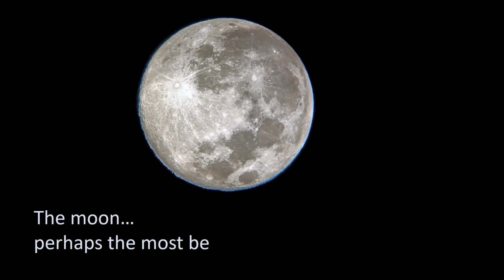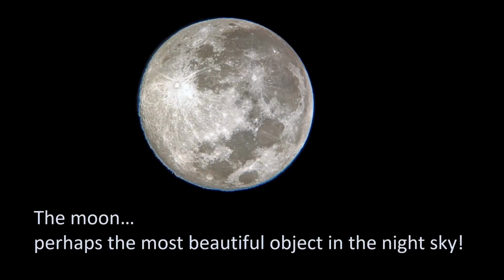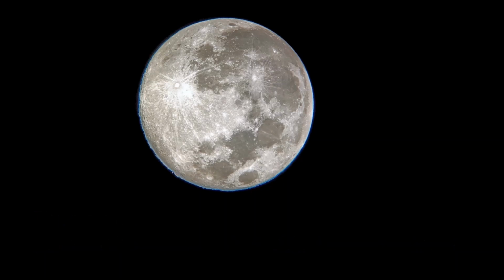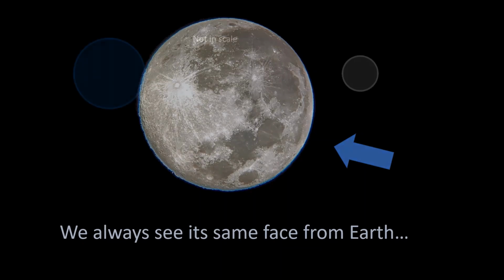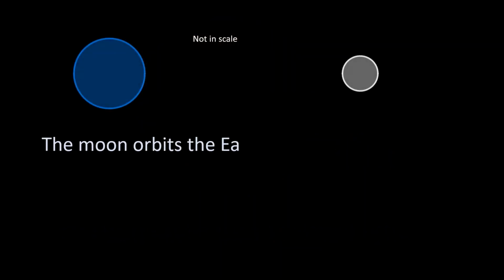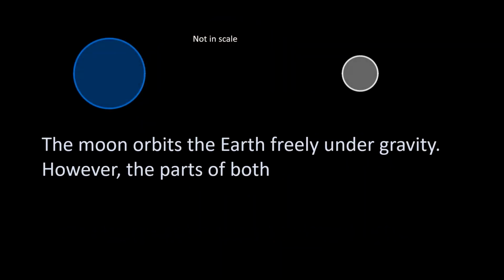The moon, perhaps the most beautiful object in the night sky. We always see its same face from Earth. The moon orbits the Earth freely under gravity.